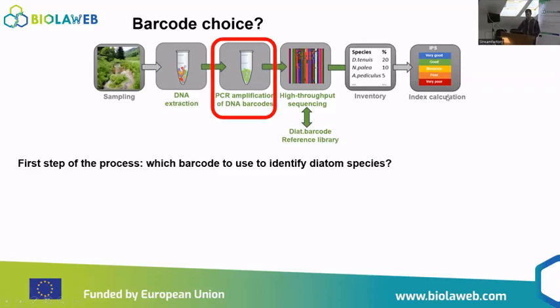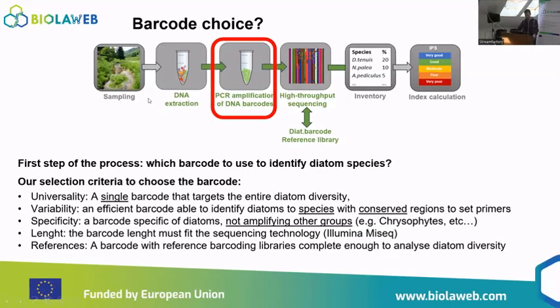And so, again, we will see which barcode we need to use to identify our diatoms. It's always the first step of the process. How do we identify diatoms, which barcode to use? And I list here again the selection criteria to choose the barcodes. So if you learned clearly what Clarisse told you, the first criterion is universality. Do you remember what we call universality?